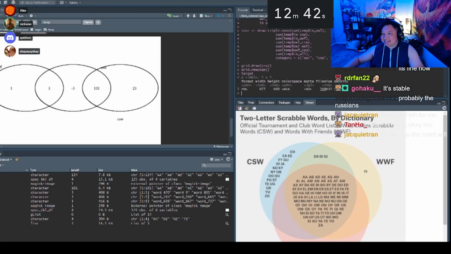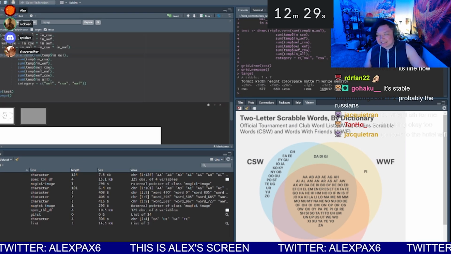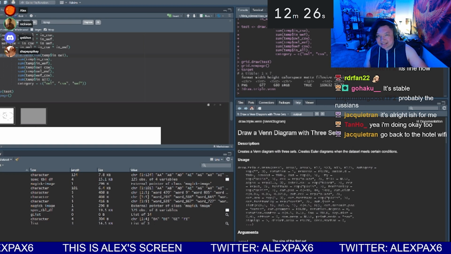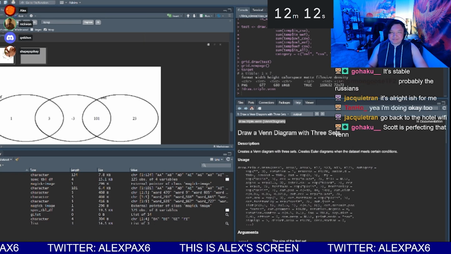Let's go to Alex, who looks like he's making some progress here. He has 3 circles down. It is, okay, so it still is, I don't know, is this ggVenn? Base R? ggVenn base R Venn diagrams?